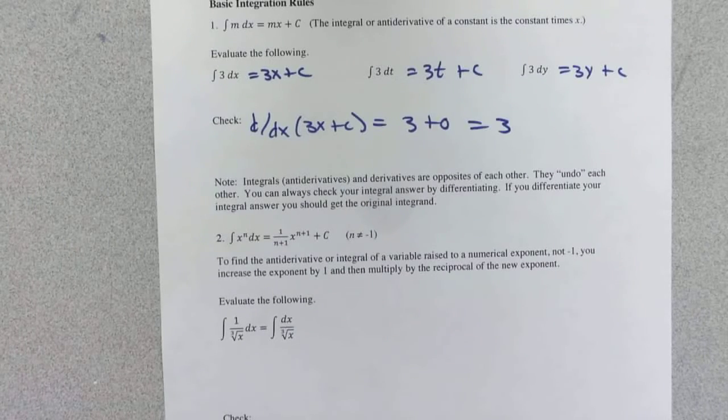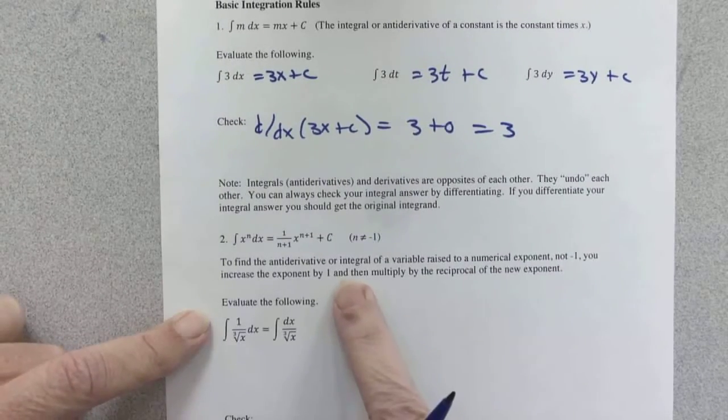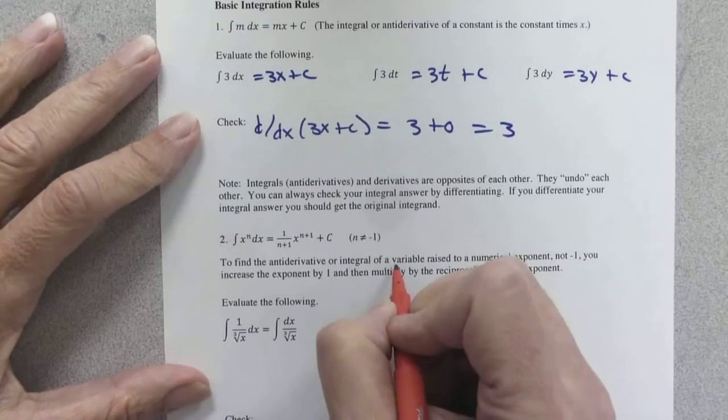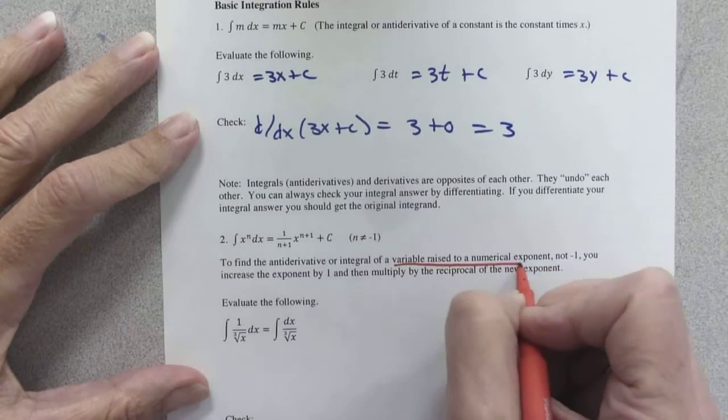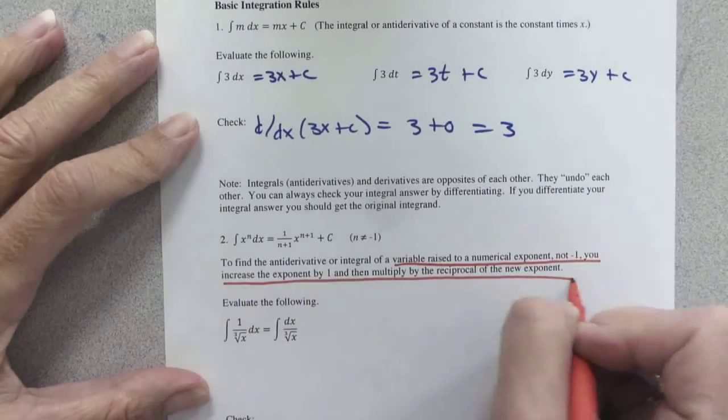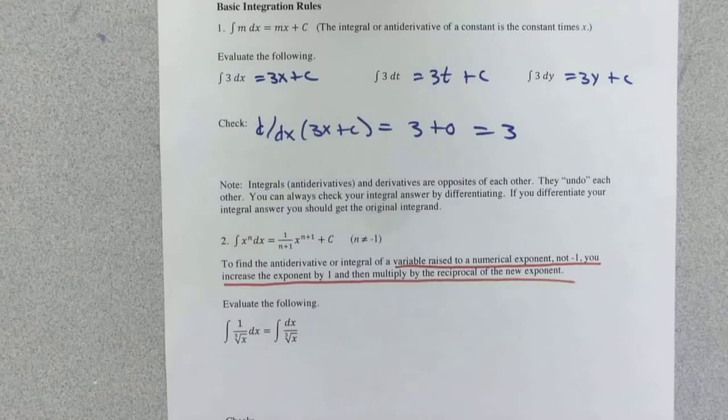So our next rule, what to do about exponents. The integral of x to the n dx is 1 over n plus 1, x to the n plus 1, plus c, for n not equal to -1. Doesn't work for -1. To find the antiderivative or integral of a variable raised to a numeric exponent, we already did this once, but it's important. Not -1, you increase the exponent by 1, then multiply by the reciprocal of the new exponent. Variable raised to numeric exponent.